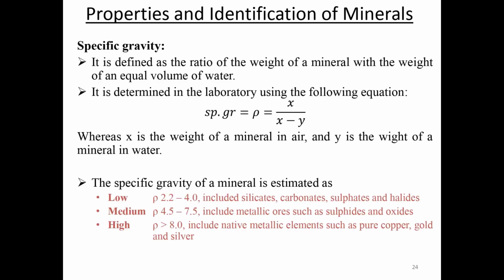Specific gravity is defined as the ratio of the weight of a mineral to the weight of an equal volume of water. Low specific gravity, from 2.2 to 4.0, includes silicates, carbonates, sulfates, and halides. Medium, from 4.5 to 7.5, includes metallic ores such as sulfides and oxides. High, greater than 8.0, includes native metallic elements such as pure copper, gold, and silver.